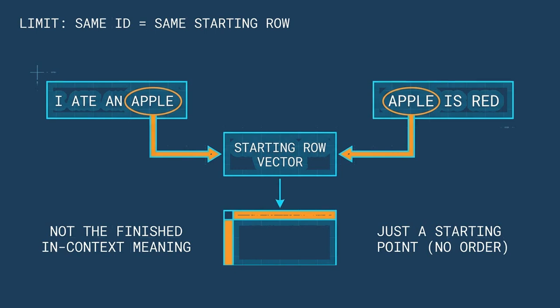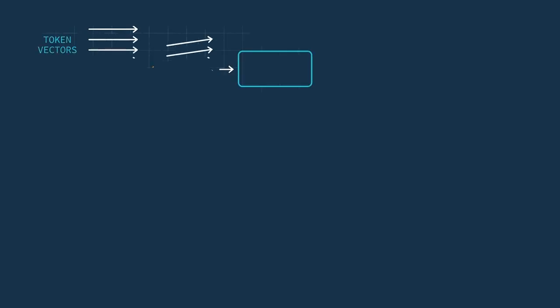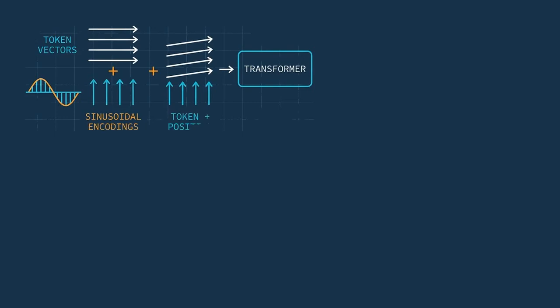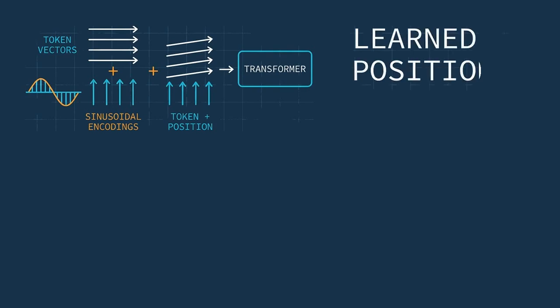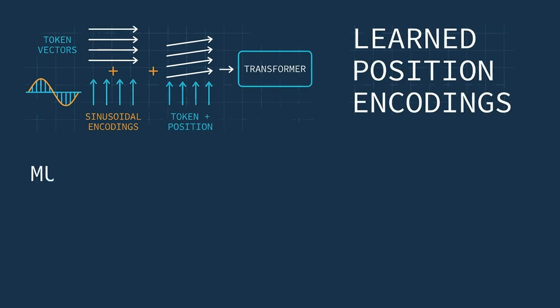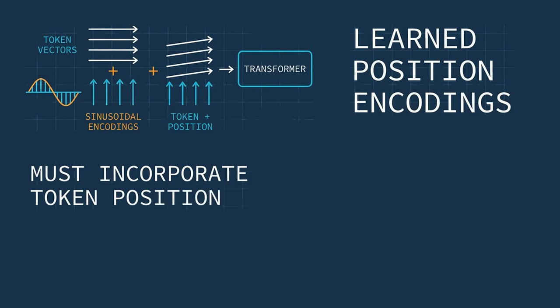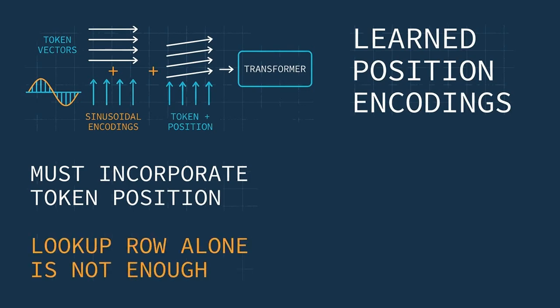Token lookup alone also contains no order. The original transformer added fixed sinusoidal positional encodings to its input embeddings and tested learned encodings as well. Early GPT used learned position encodings in its initial representation. Other architectures can encode position differently. The safe principle is that the model must incorporate information about where tokens occur. The lookup row alone does not provide it.